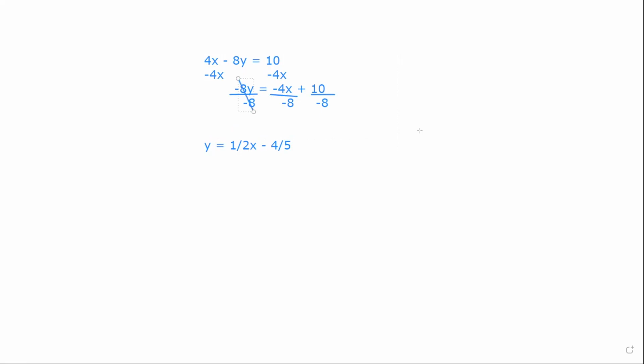So my negative 8s will cancel. This here is negative 4 over negative 8. What do I always say about fractions? Reduce, reduce, reduce. Both of those are divisible by 4.